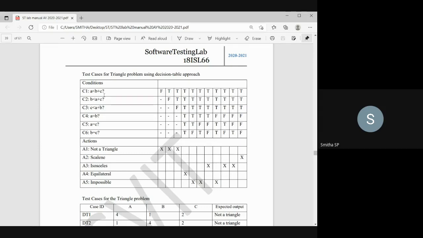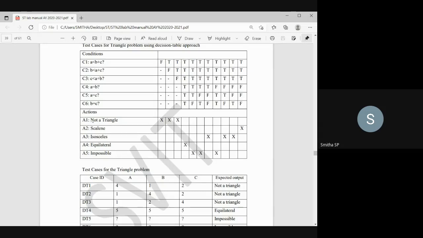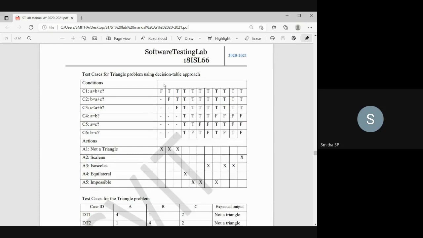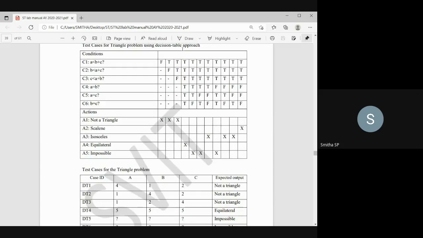In the conditions stub, you will be entering the conditions for the problem in order to derive the test cases, or in order to derive the results. Next, the actions part is where, for these inputs, conditions are the inputs, what will be the set of outputs that you are going to check with the actions part. And this is the entry section, where you will make the entries. And here is the rules part, though it is not mentioned over here. No need to mention also.